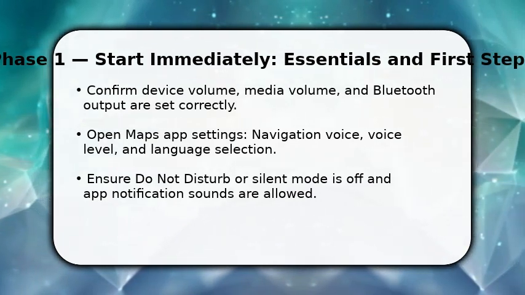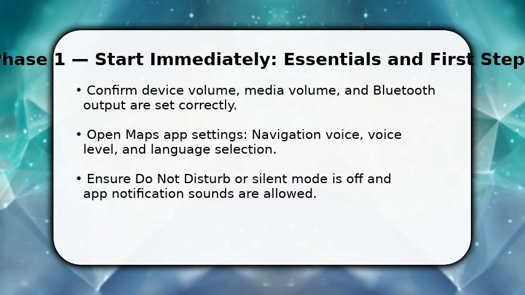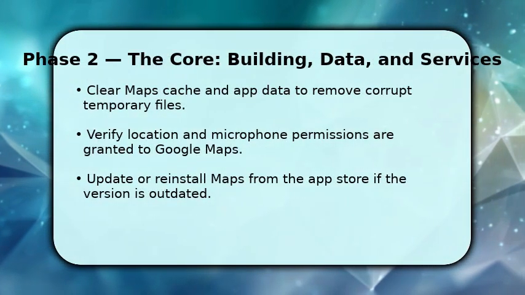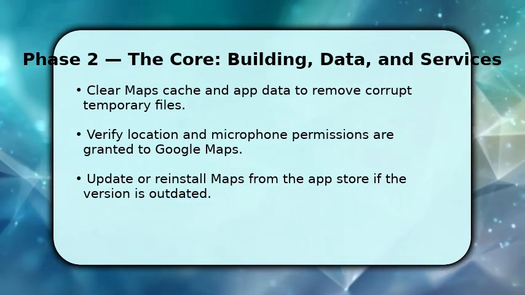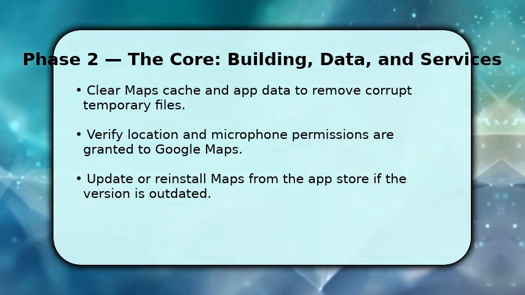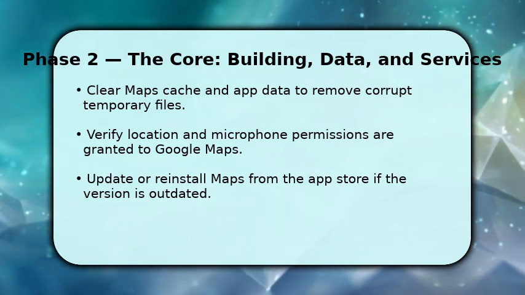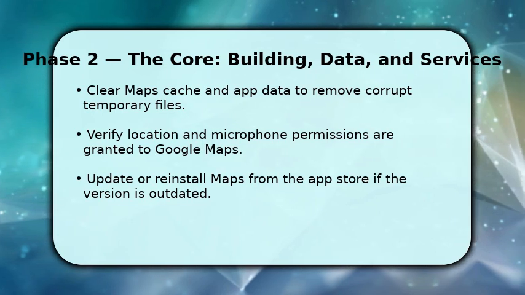Now you fix app-level problems that block speech. On Android, go to Settings, Apps, Google Maps, then Clear Cache and Clear Data. On iPhone, reinstall the app to reset its state. Next, confirm location and microphone permissions are allowed so Maps can access necessary sensors and audio.